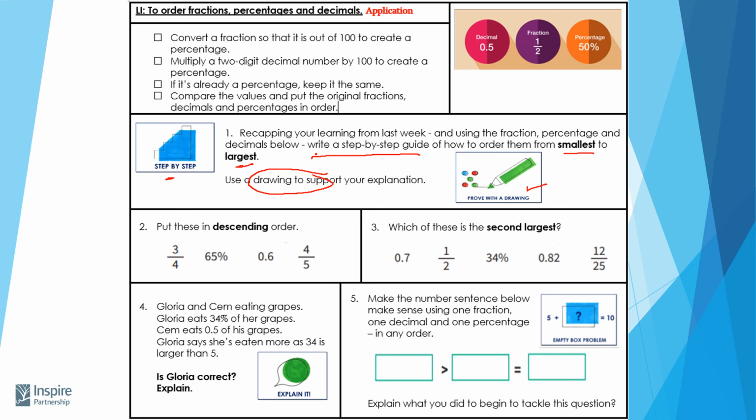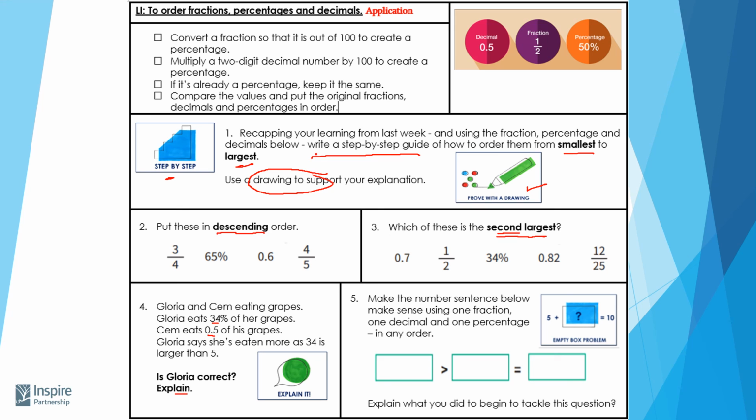After that, you've got to put these fractions, decimals, and percentages in descending order. Now, I have to have a little think about what descending means. The next one asks you to identify which of these numbers is the second largest. So not the largest, the second largest. Here we've got a word problem. You're going to need to pick out the information from this word problem and then explain whether Gloria is correct.